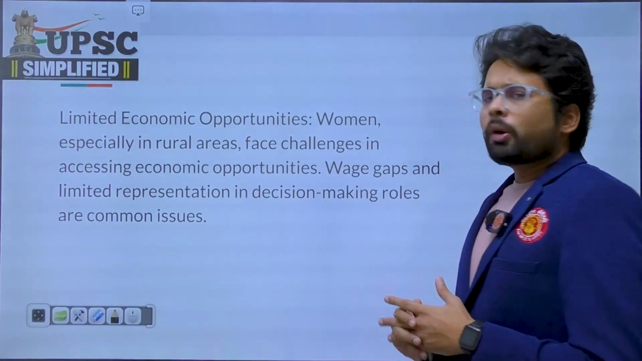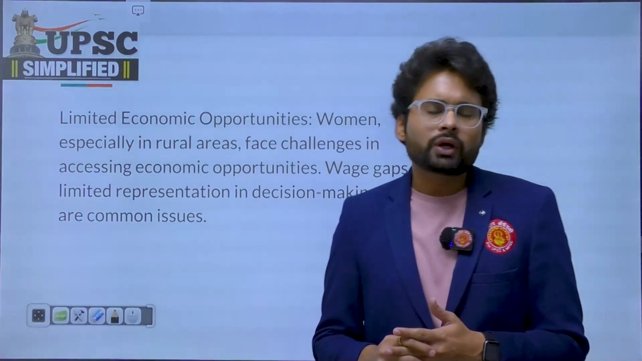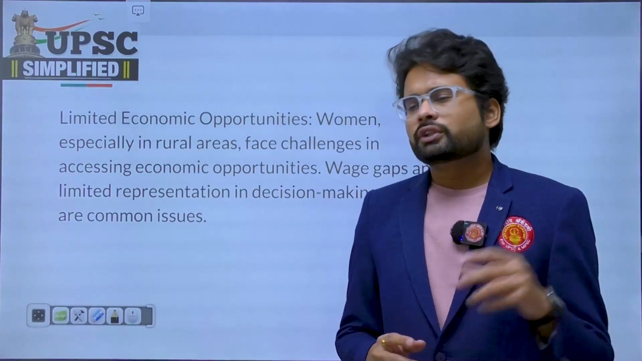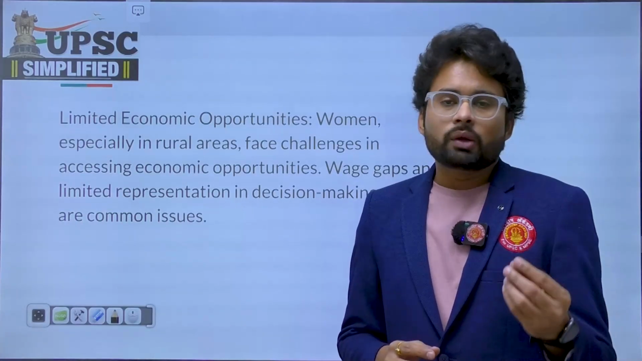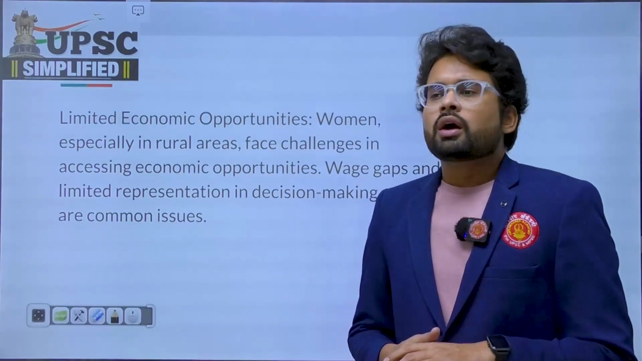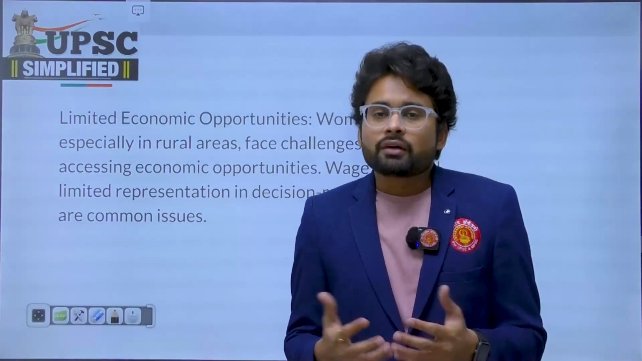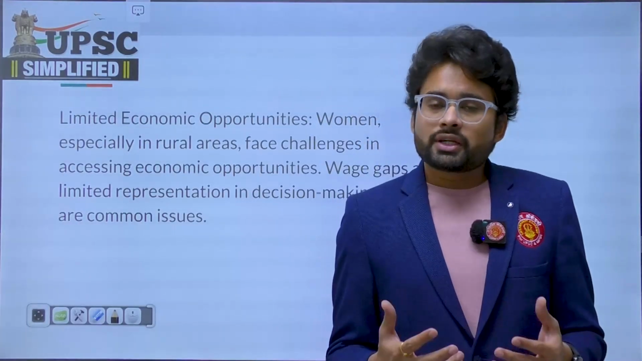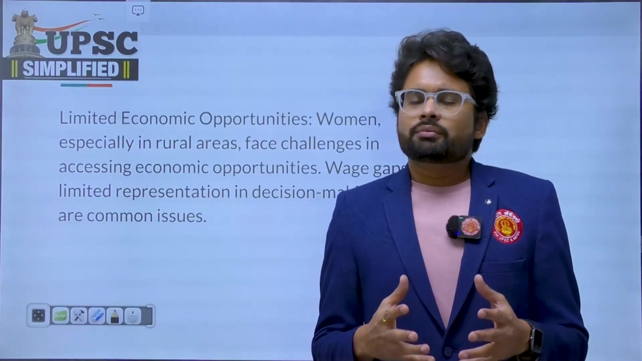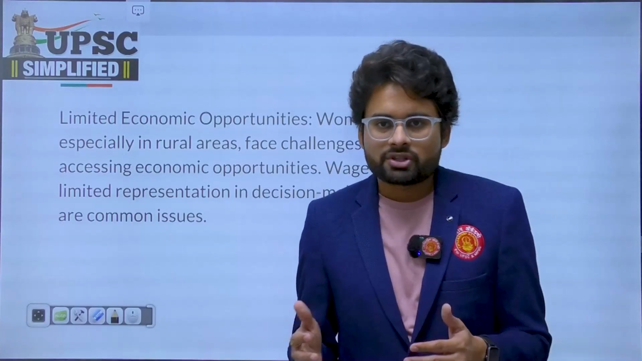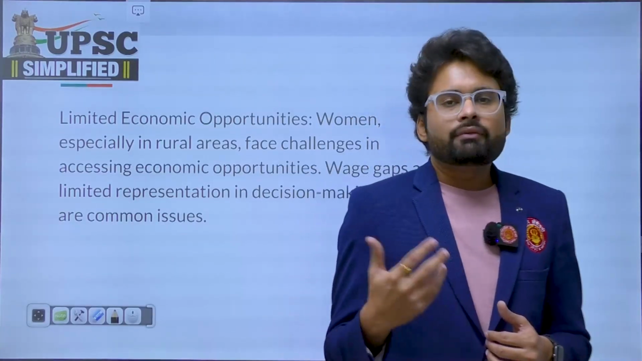Then limited economic opportunities, again one of the important issues that women are facing. As you can observe from the data, especially the World Economic Forum's Gender Gap Report, or I would like to quote even NITI Aayog's report, in India we have a wage gap of 26%. Okay, so for the same work done by women and men, they get differential payments, like a 26% gap in the payments of men and women.